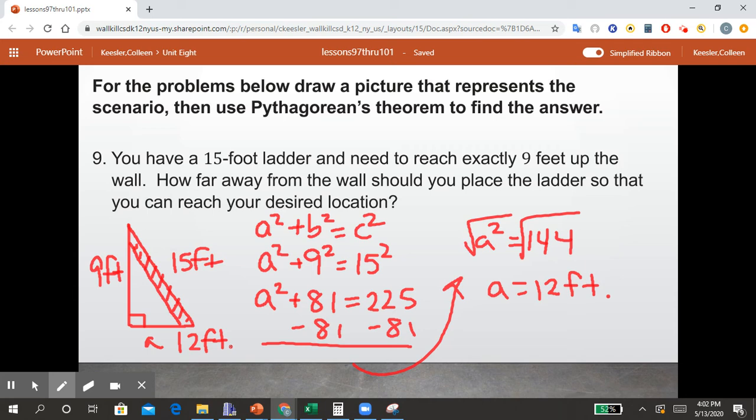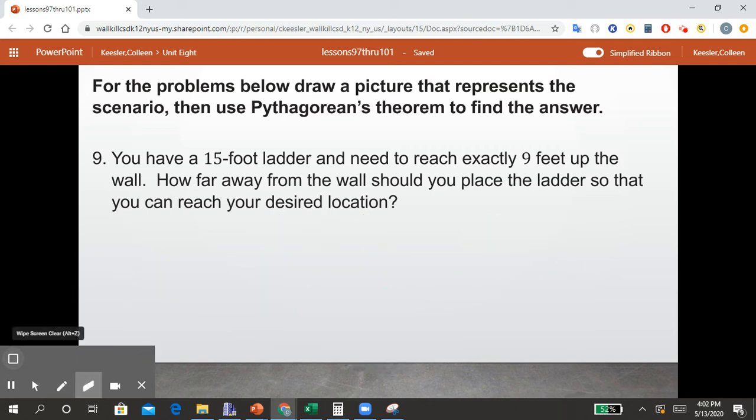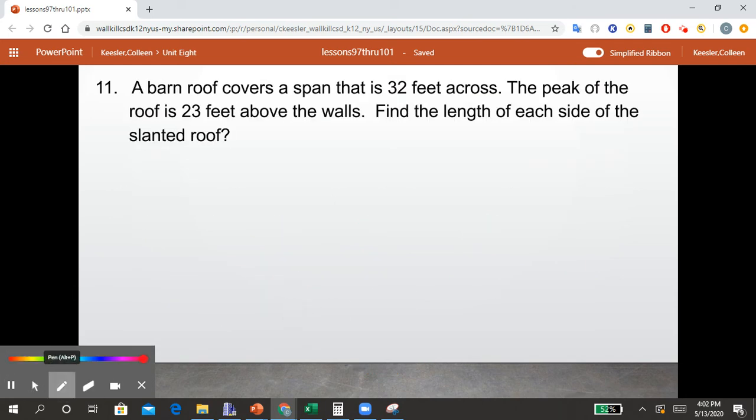All right, let's try another. Number 11. A barn roof covers a span that is 32 feet across. The peak of the roof is 23 feet above the walls. Find the length of each side of the slanted roof. Okay, so it covers a span of 32 feet across.